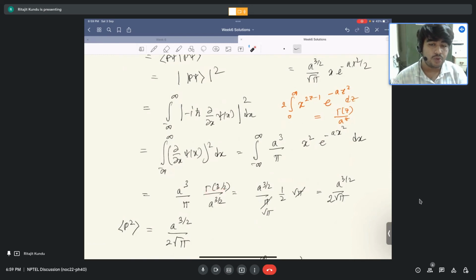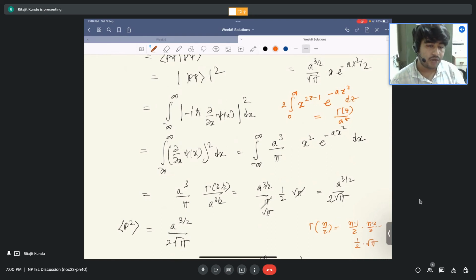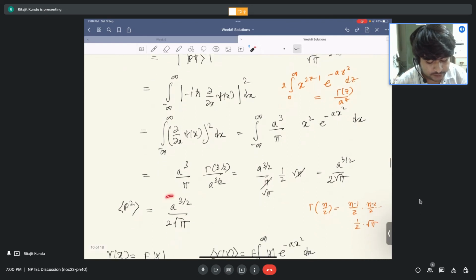Okay, so gamma 3 by 2 is not kind of a factorial, right? You cannot take a factorial of a fractional number. But gamma of any n by 2 you can write as n minus 1 by 2, n minus 2 by 2, and so on and so forth. And at the last you end with half and square root pi. So this is the formula for any gamma function whenever the argument is n by 2, integer by 2. Now you use that, and you see that for gamma 3 by 2, I have written half and square root pi. The last element will be square root pi. So some of the things actually cancel, and I am left with only this part. So this is my p square average.